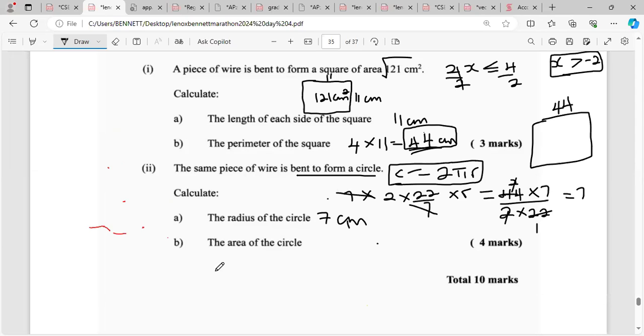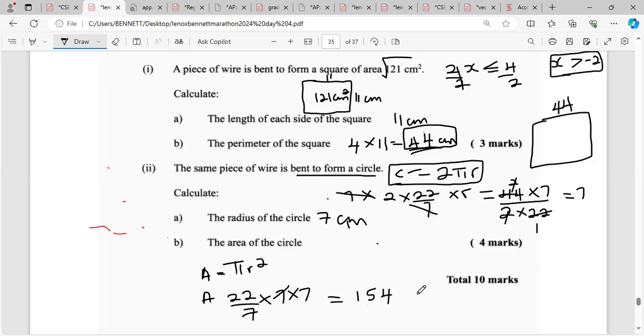So the area of a circle is pi r squared. It's supposed to be 154. So the first one, I do it then. The area would be 22 over 7 times 7 times 7, and this gives us 154 centimeters squared.